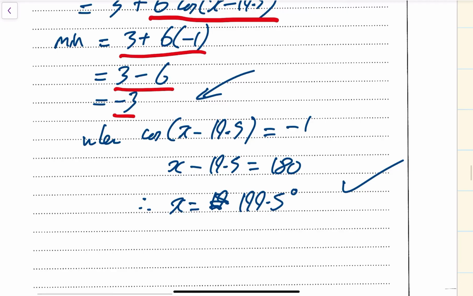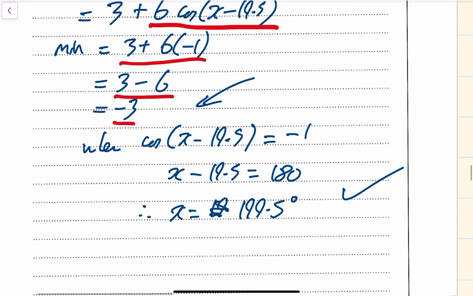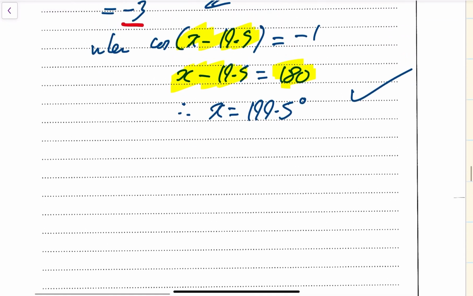It doesn't ask you to do this, that's the answer. You've got your marks. It doesn't ask you to do it, but just in case this came up. So that happens when cos of x minus 19.5 is minus 1. And that happens when the angle bit equals 180. So that equals 180. And then bring the 19.5 across, you'll have x is equal to 199.5. That's all it would be for that question.